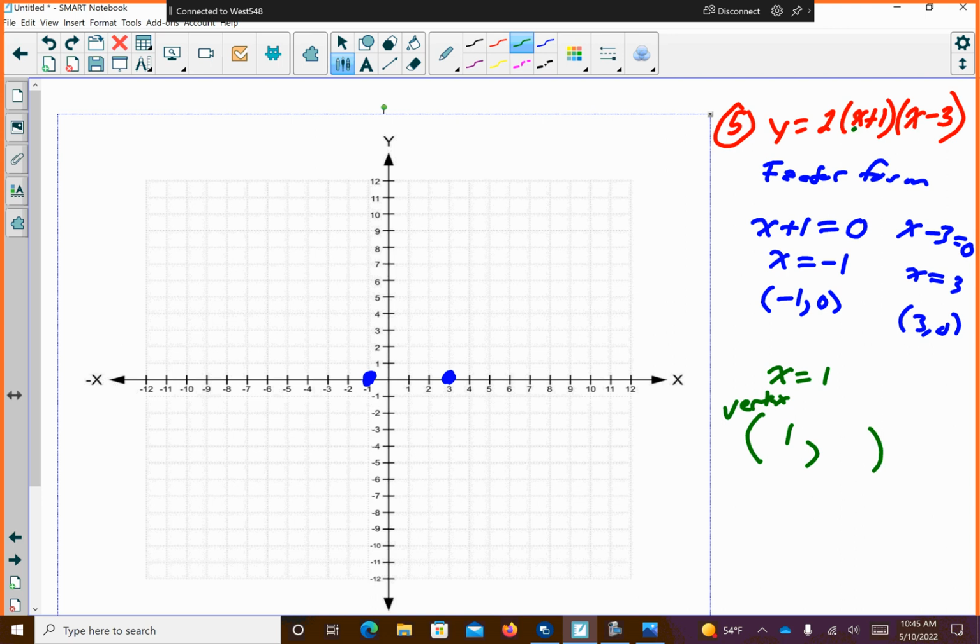Plug it in. So for each of the x's, I'm going to plug it in. So I'm going to get y equals 2(1 plus 1)(1 minus 3). Do the math. Y equals 2. 1 plus 1 is 2. 1 minus 3 is -2. 2 times 2 is 4. 4 times -2 is -8. So that's my vertex. So (1, -8) is down here.